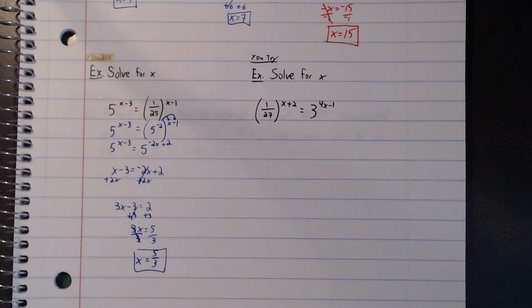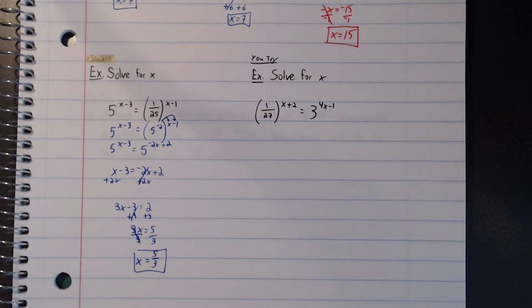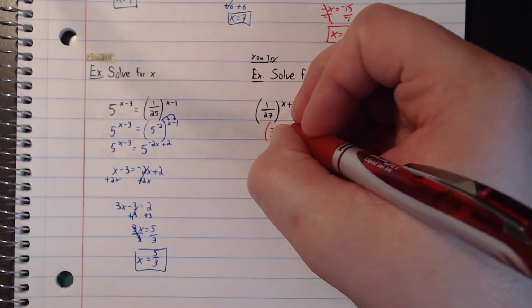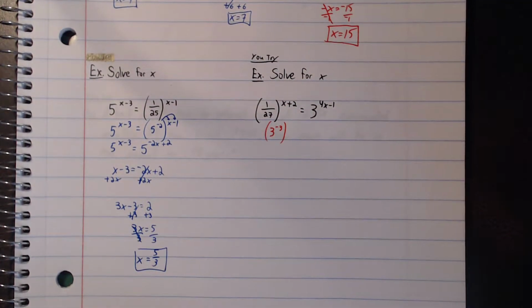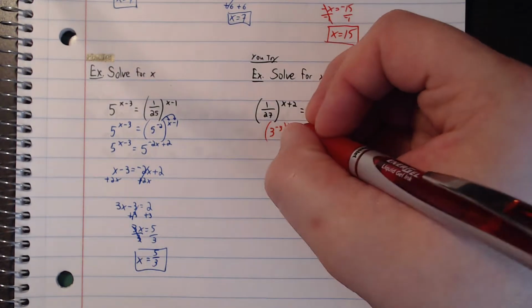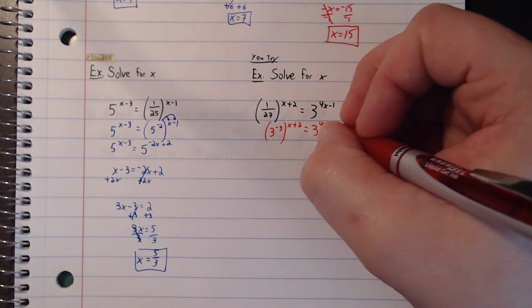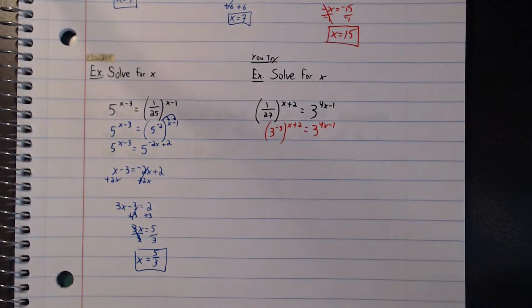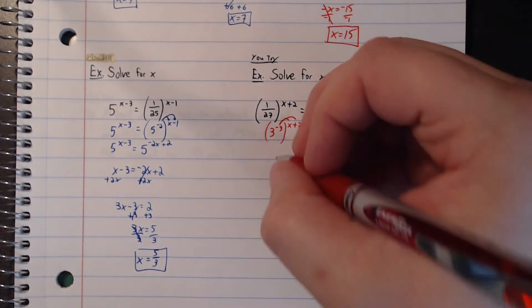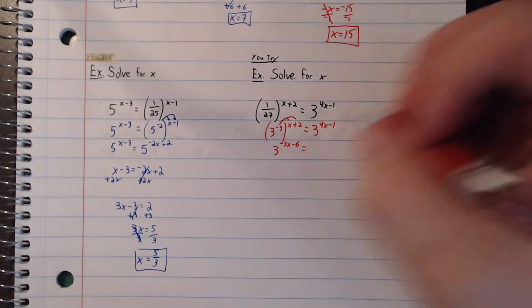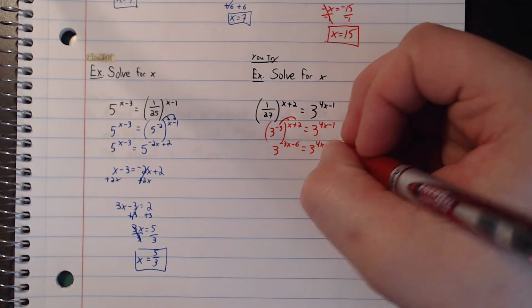What I'm noticing myself is that 1 over 27 is really 3 to the third power, and to get it under that 1, we're going to have negative 3. Right, so hopefully you chose this for your first step. 3 to the negative 3 to the x plus 2 power equals 3 to the 4x minus 1 power. We're going to distribute. So we have 3 to the negative 3x minus 6 equals 3 to 4x minus 1.